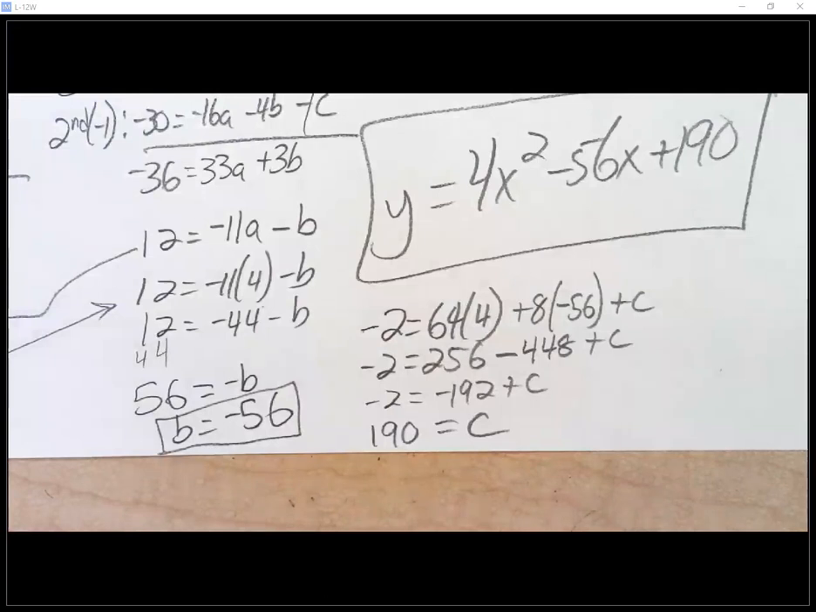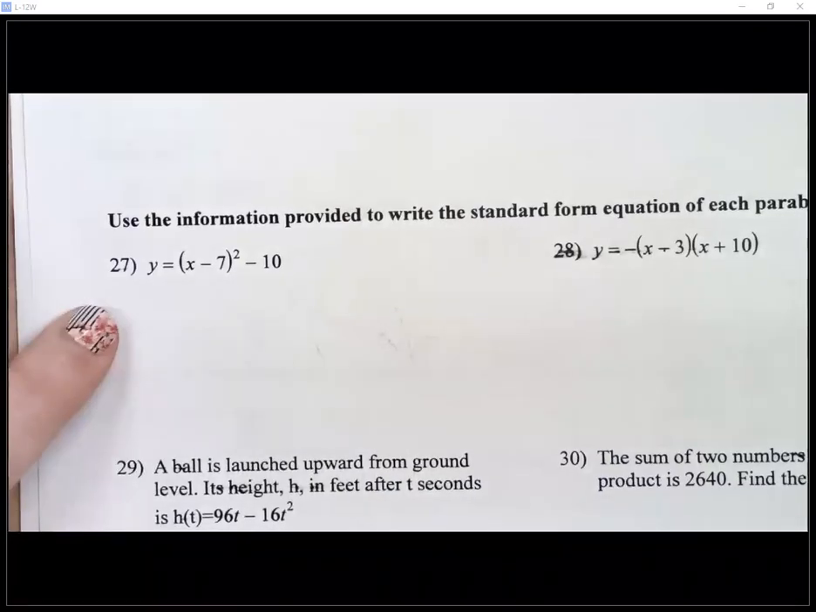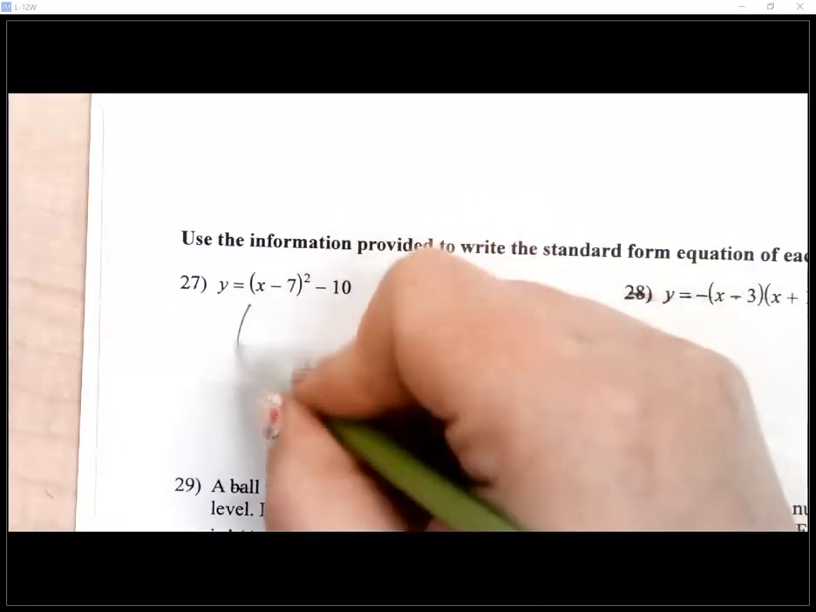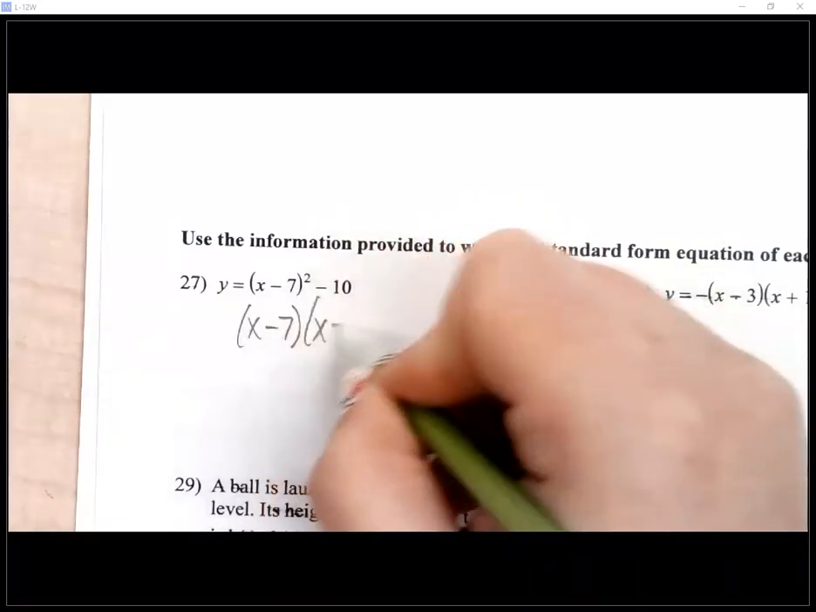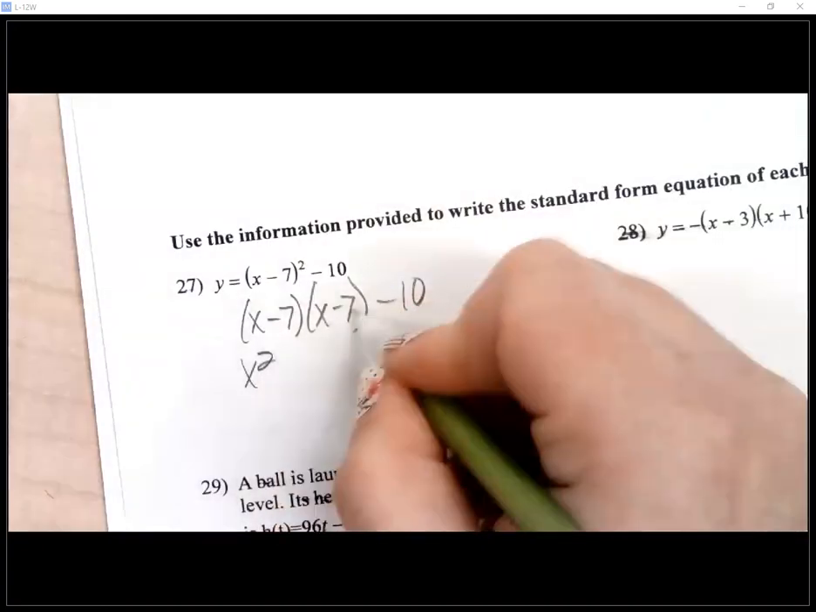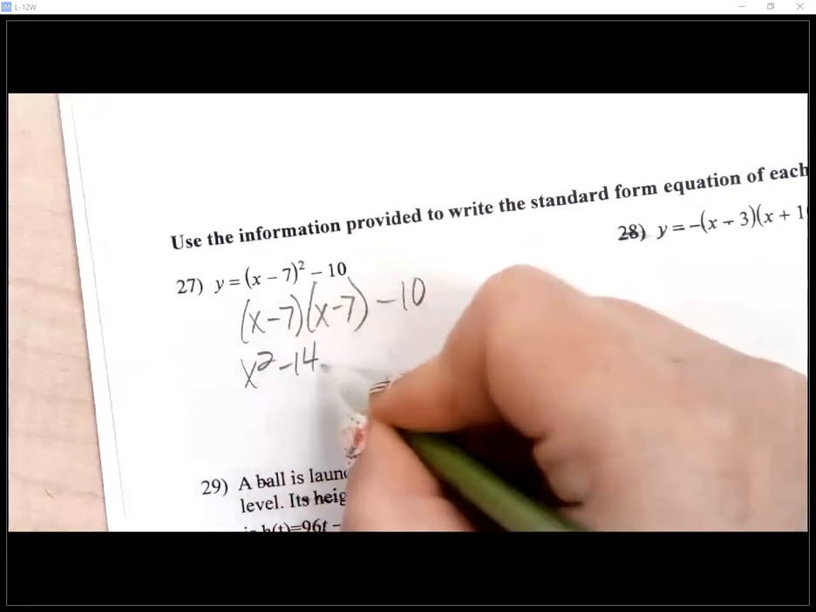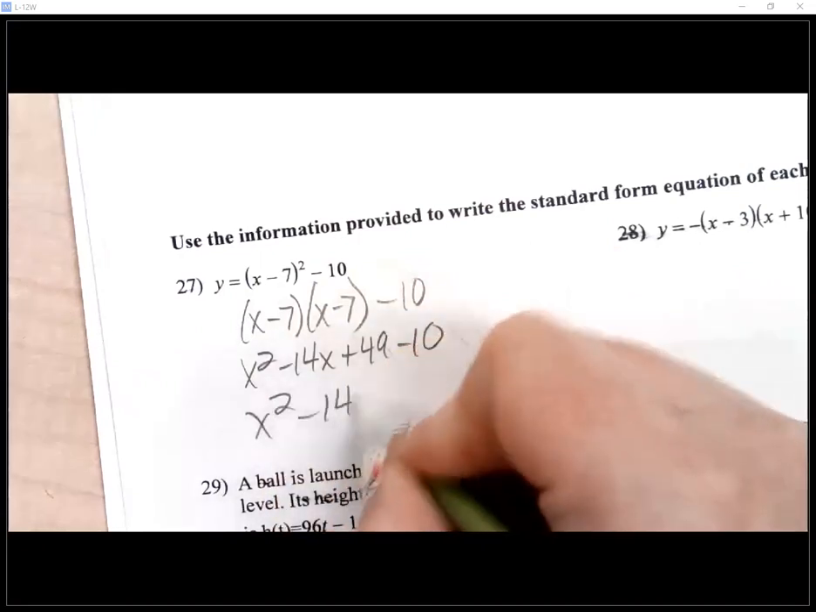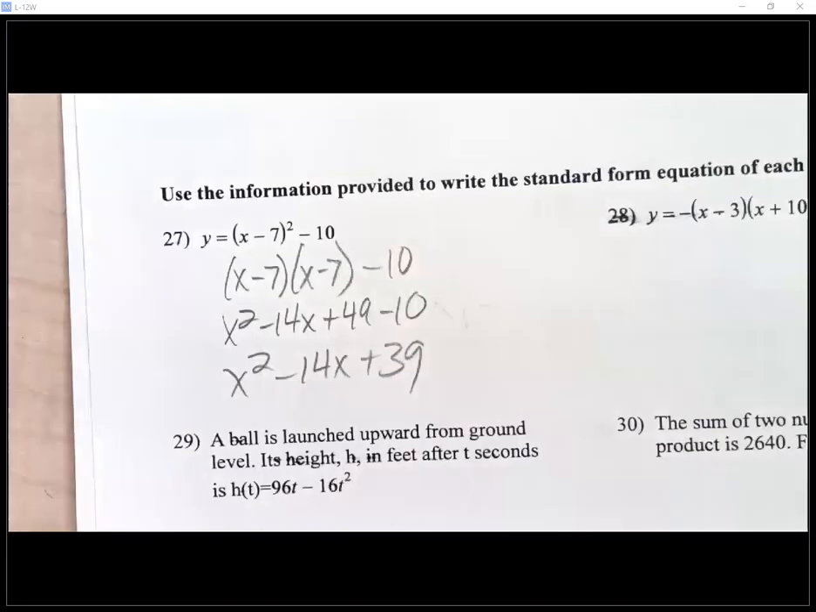Okay, so that was 24. And then what's next? We got 27. Oh, 27, easy peasy. Because all you have to do on 27 is what? If I want to rewrite this thing in standard form, how do I do that? Yeah, you just literally FOIL this. X minus 7 times x minus 7. And then I'm going to minus the 10. So I'll just FOIL x squared minus 7 is a minus 14x plus 49 minus 10. So x squared minus 14x plus 39. That's it. That was easy.